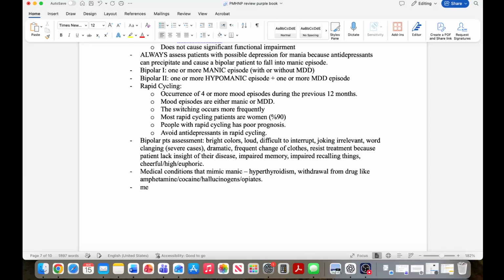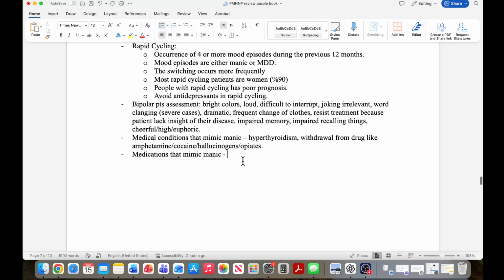And then we have medications that mimic mania. So I think a question can be asked here in the test. If a patient is showing all these signs of mania, but then they're on one of these medications, I think they will be trying to tell us to use that as a possible differential diagnosis, or possible reason why the patient is having mania out of nowhere.